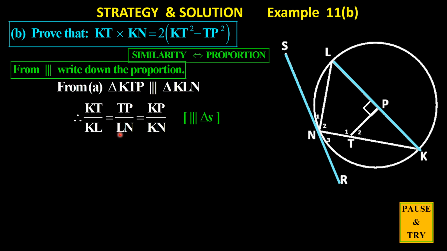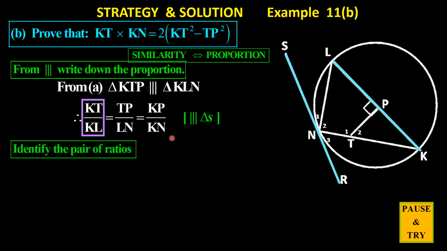Now we just need to see which pair do we need. We need a KT and a KN. So I need the KT and I need the KN. So those are the two pairs that we're going to need. I need the fraction with a KT in, and I need the fraction with a KN, right? We can then cross multiply them, and then we get KT times KN equals KL times KP. And we don't want a KP, so we'll have to replace the KP. We don't want KL, so we have to replace it.